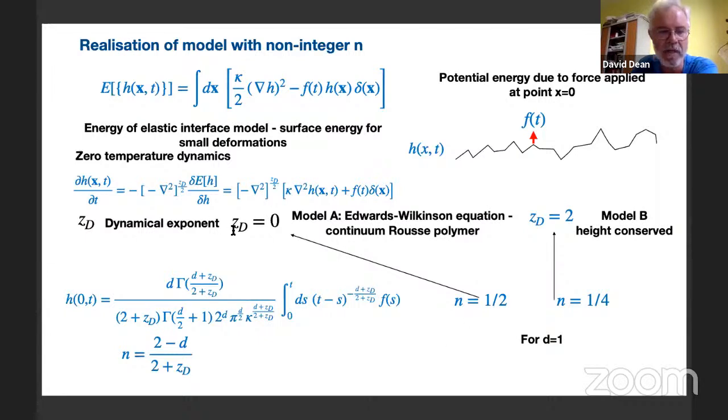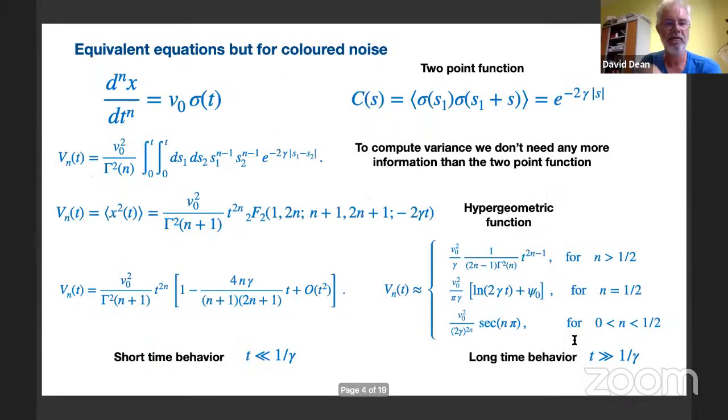So actually, if you look at the Edwards-Wilkinson model, the Rouse polymer, that corresponds to n equals a half, and the conserved model would correspond to n equal to a quarter. And this is for d equals 1. Okay, so you can realize these strange integral forms. Okay, now let's ask what happens if the noise is colored. So for the moment, I'm just going to talk about the variance. I'll come back to the full distribution later.